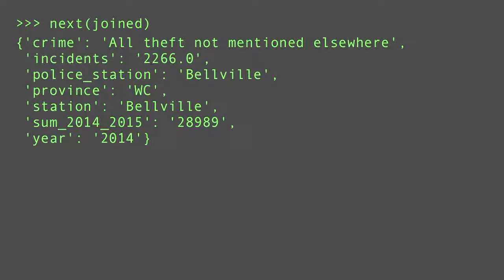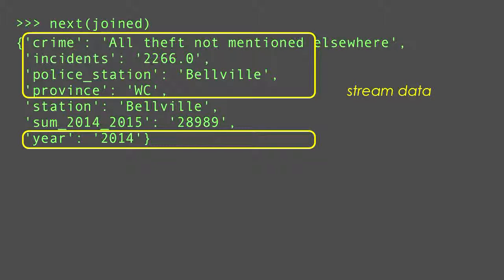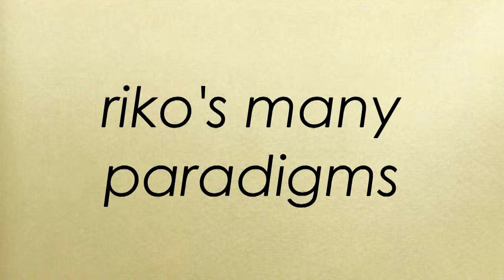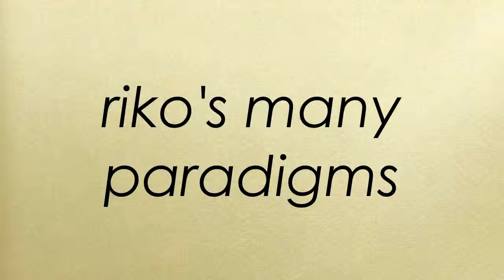So then the result that you get, you can see here, this was the original data that was in the first stream. And then that's the additional data from the second stream that's been merged together into one dictionary. And this is just showing you the next item. The same thing. And so what I showed you so far was one basic usage of it.